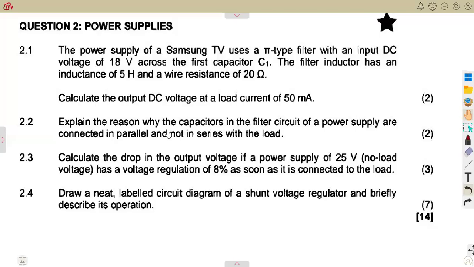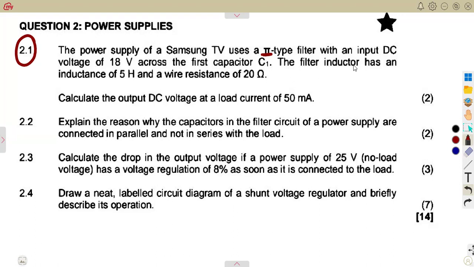So in this class, I need us to consider another exam revision considering our power supplies we are given. In this case, this was the April 2024 exam. On question number 2.1, we are given the power supply of a Samsung TV. So we are given that a Samsung TV uses a pi filter. That is a pi type filter.